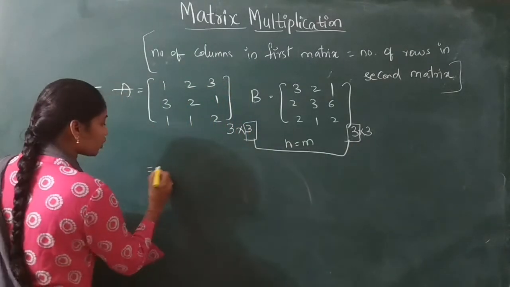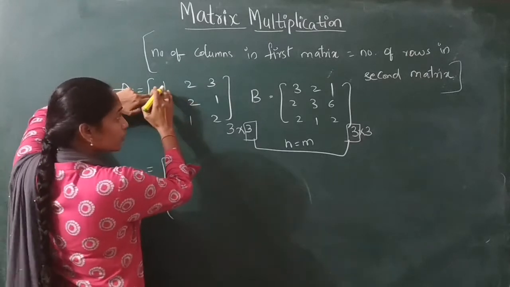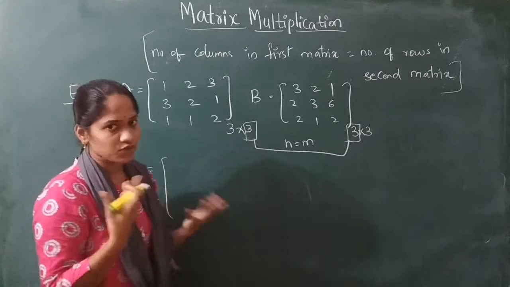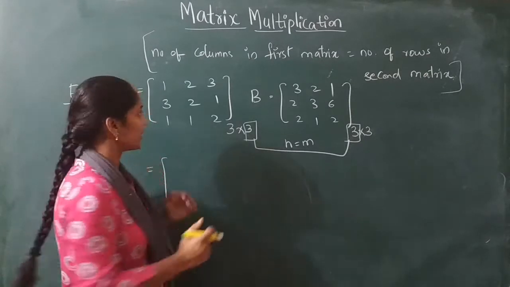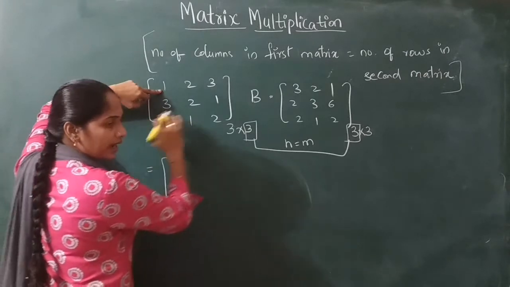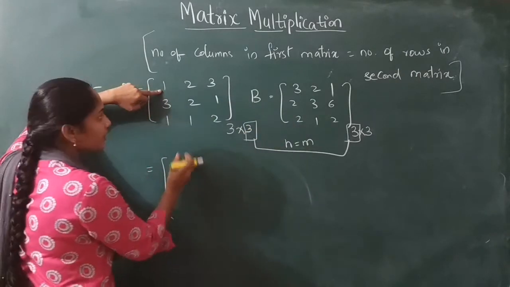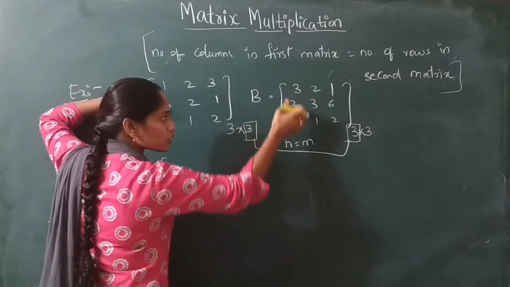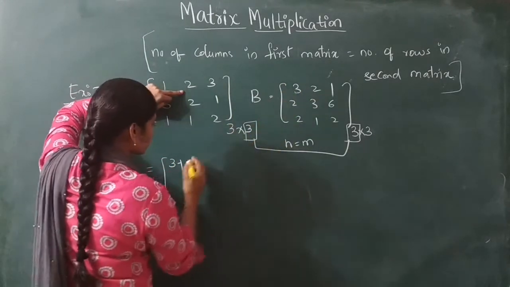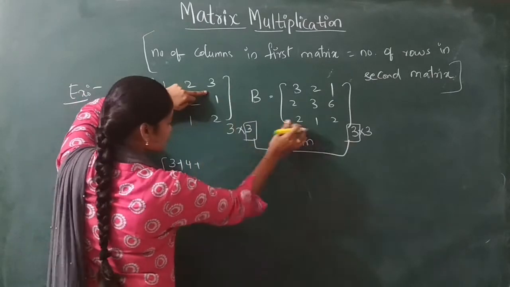Now let's check how to multiply. Already we have discussed in the previous video how to multiply, but let's understand it once again. So this is your first row. For C11, this is A and this is B. To get C11, multiply the row with this column. So 1 into 3 plus 2 twos are 4 plus 3 twos are 6.